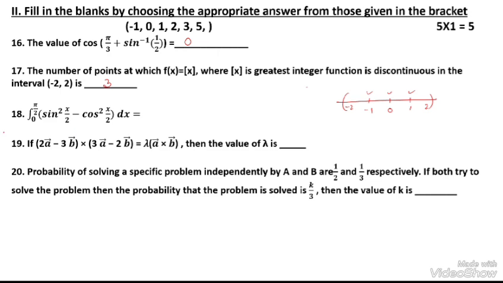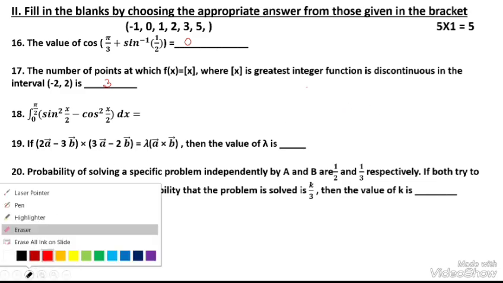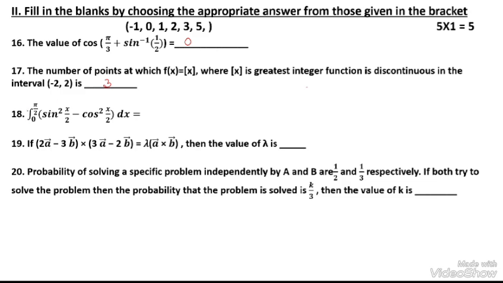Next, move on to question number 18. That is the integration from 0 to pi by 2. First, I will write the limits. First we have to integrate the function, and after finding the integration, finally we take the limit points.